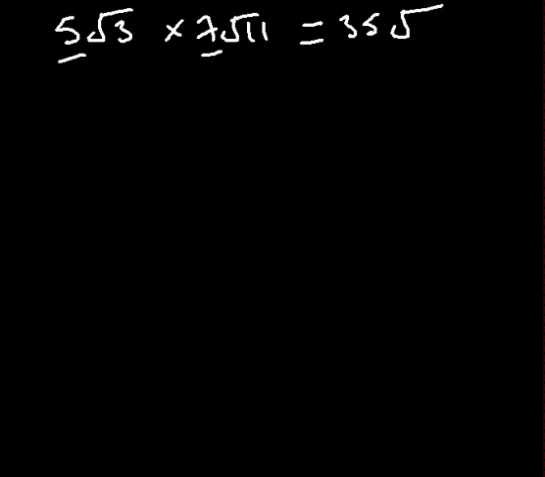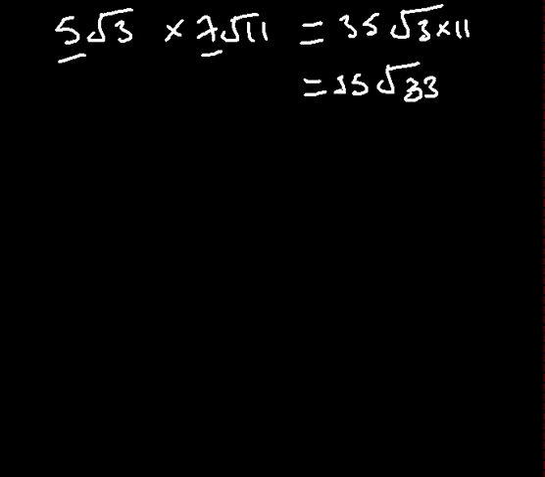Let's say if we have 5 times the square root of 3, and times 7 times the square root of 11. Now since the roots are the same, the coefficients multiply. We have 35 times the square root of 3 times 11, which is given as 35 times the square root of 33. We have that.